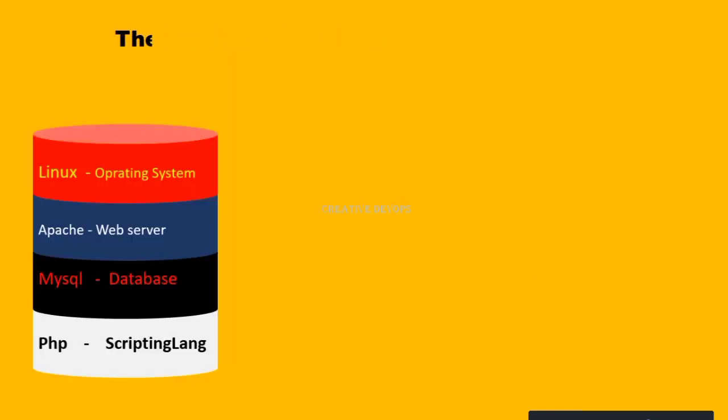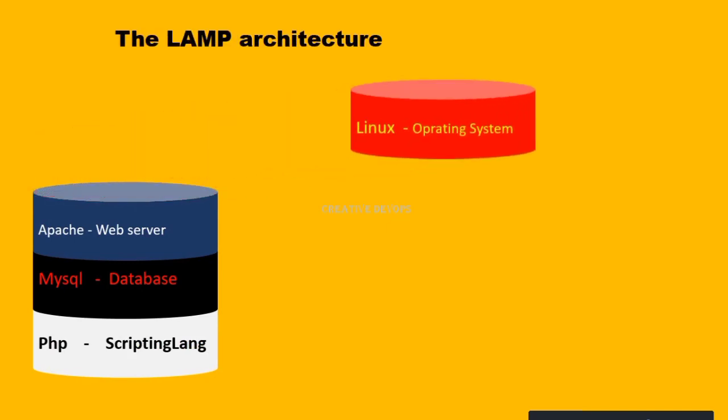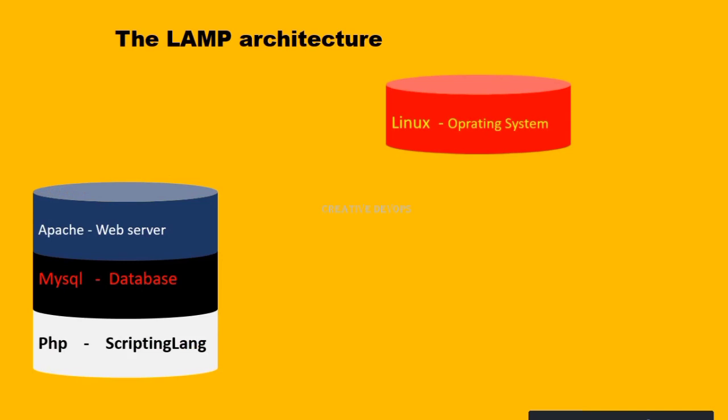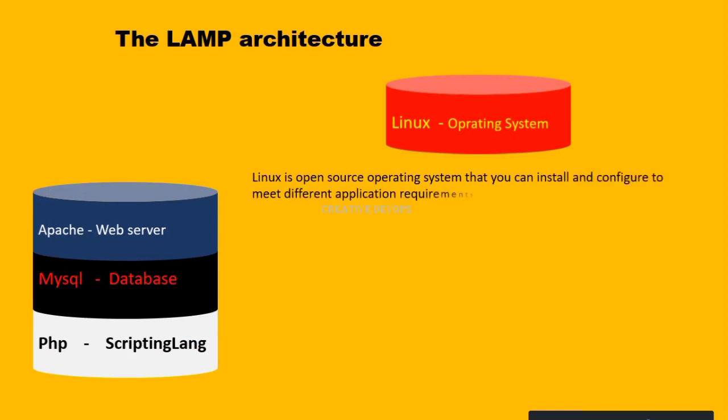This is basically the architecture of the LAMP server. First is the Linux operating system. Linux is an open source operating system that you can install and configure to meet different application requirements. Linux is the first level of the LAMP stack and supports other components.